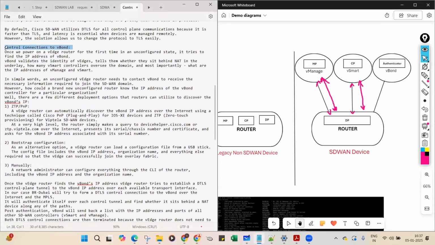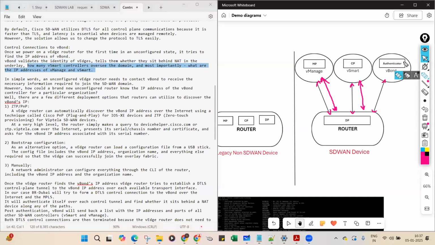Let's discuss the control connections between the router and the vBond. Once we power on the vEdge router for the first time in an unconfigured state, it tries to find the IP address of the vBond. vBond validates the identity of the vEdge, tells it whether it sits behind NAT in an underlay, which vSmart controllers oversee the domain, and most importantly, what the IP addresses of the vManage and vSmart are.